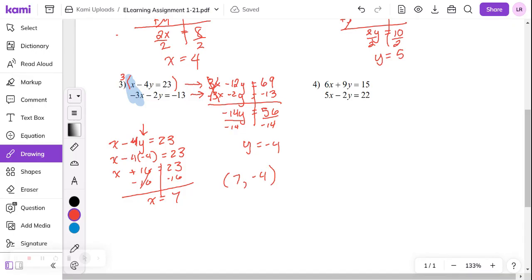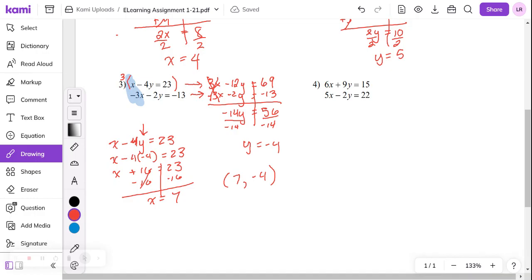The very last one, number 4. For this particular problem, there's not a quick way. I cannot just add these together and eliminate. I can't subtract and eliminate. And there's no quick way, like how I multiplied in number 3. I just multiplied by the 3 on the top one.